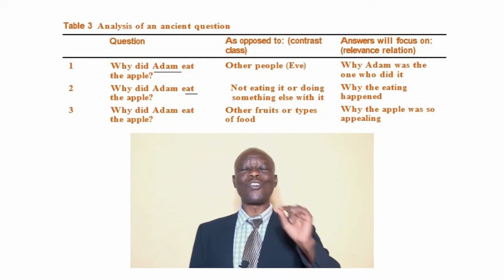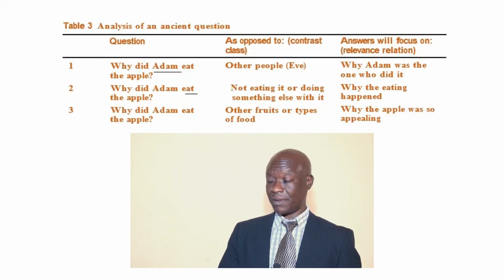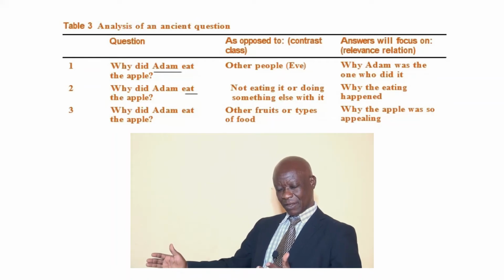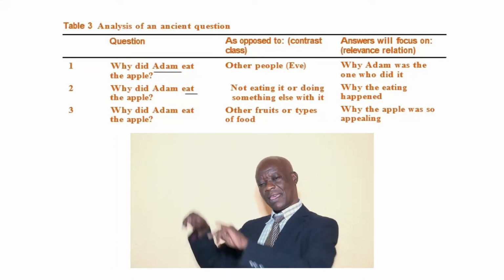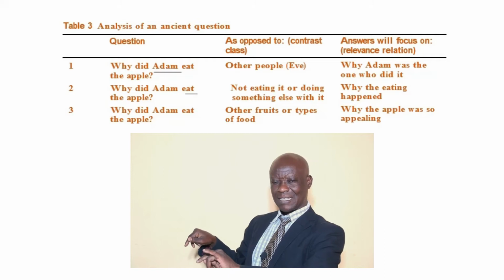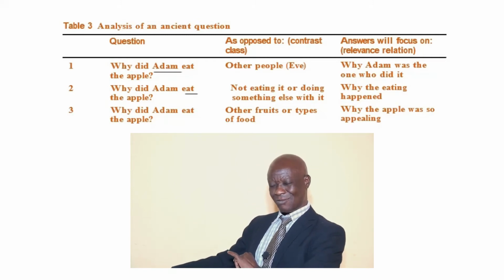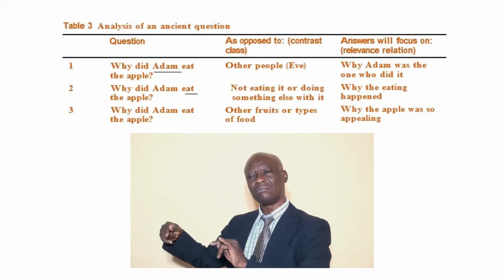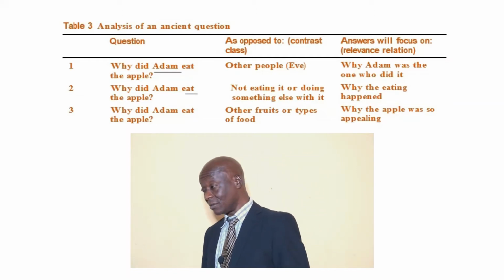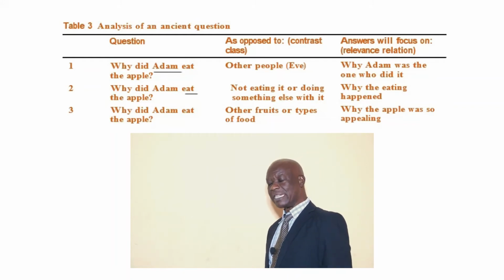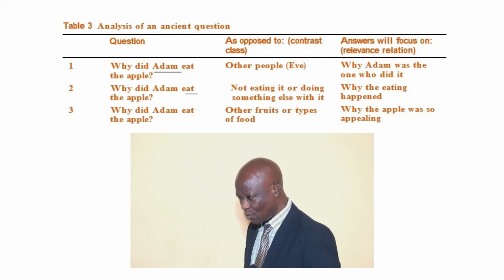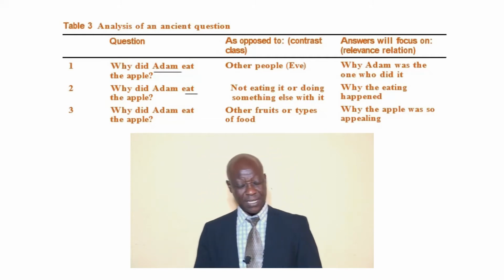This gives us one contrast class of that question, ladies and gentlemen. Why? Because there were others, and we are contrasting. Why Adam? You contrast Adam with another person who was there, and that was Eve. So the contrast class will have Adam and Eve, as you can see. Why did Adam and not another person? And of course, the answer will focus on why Adam was the one who did it. And that is the relevance relation, ladies and gentlemen.